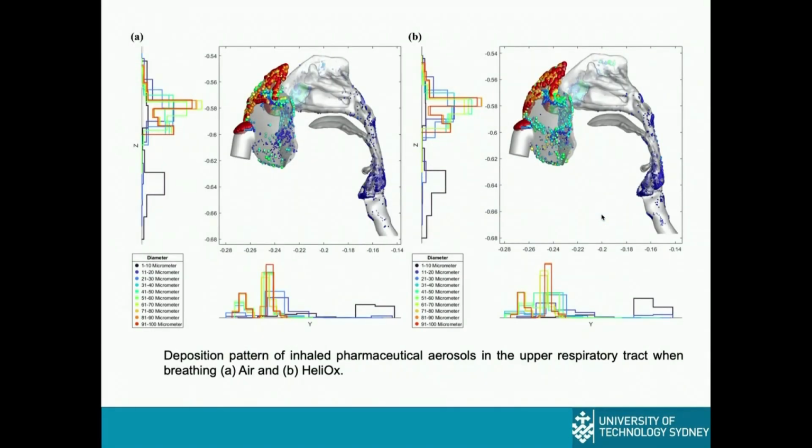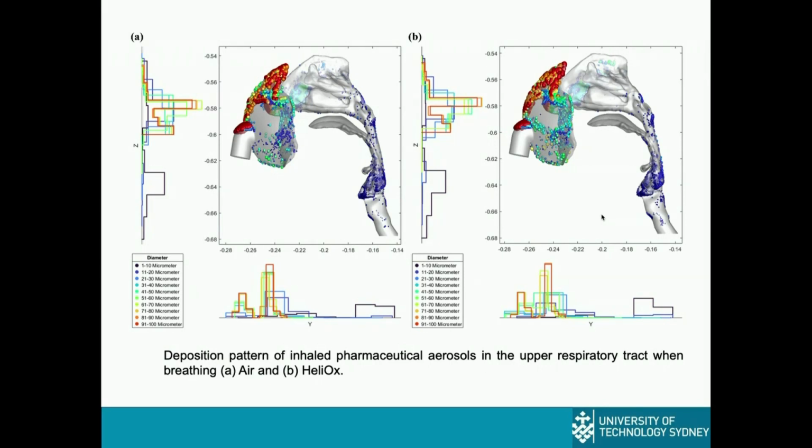So you can see this study. On the left is only air and on the right is the Helox. We use particles from 1 to 10 micrometer up to 91 to 100 micrometer. So it's a huge range, and we clustered them: 1 to 10 in one cluster, 11 to 20 in another cluster. This is the way we presented it here.